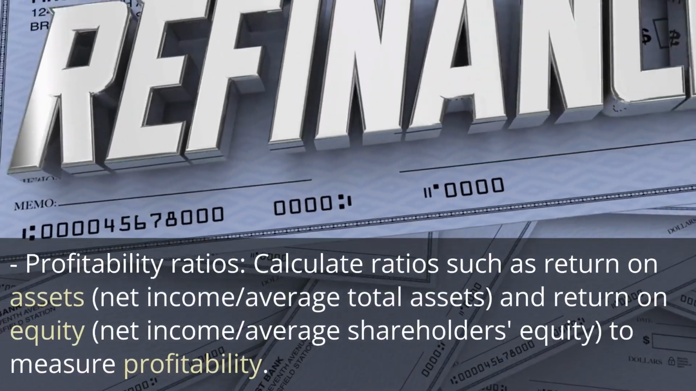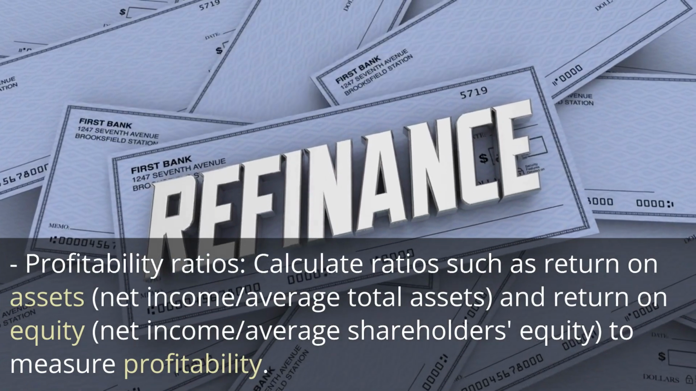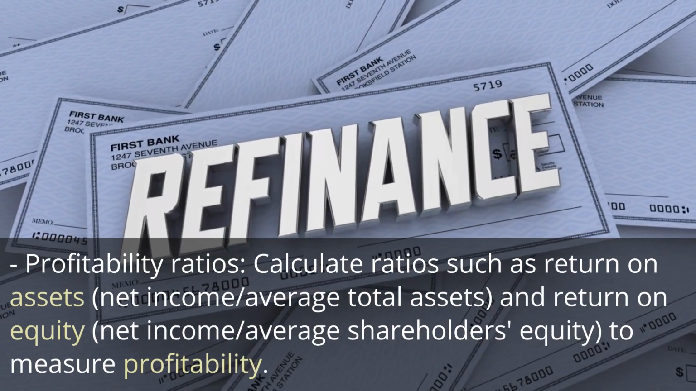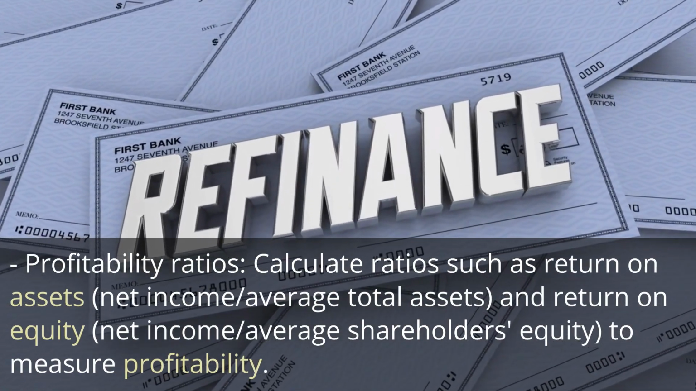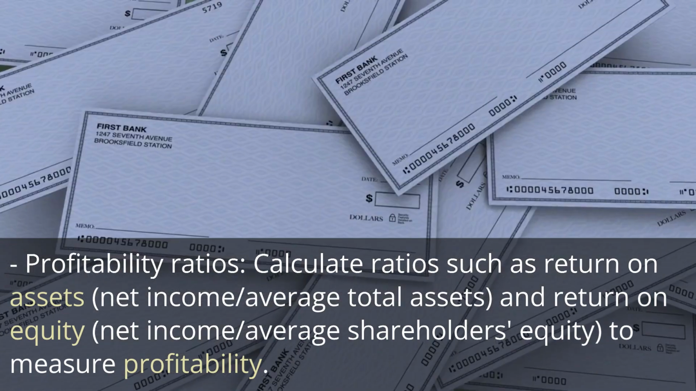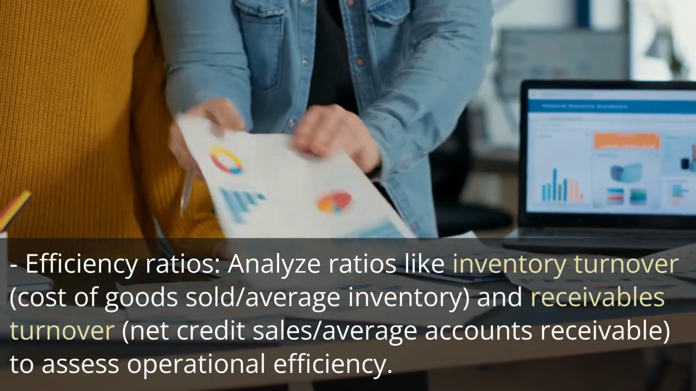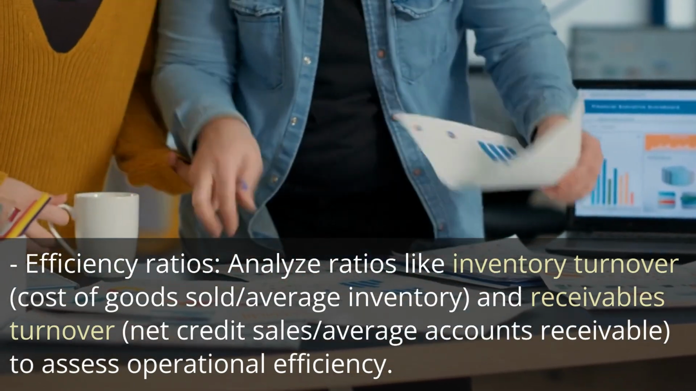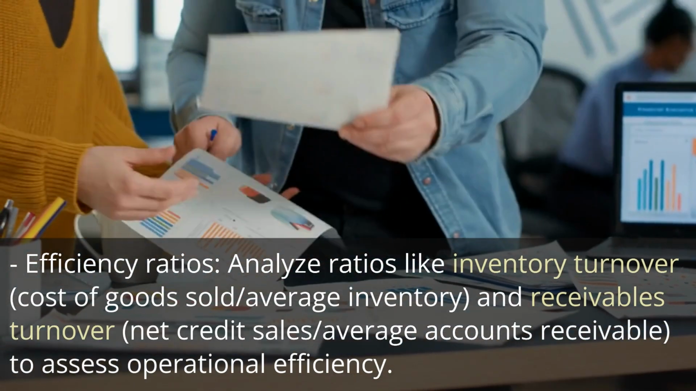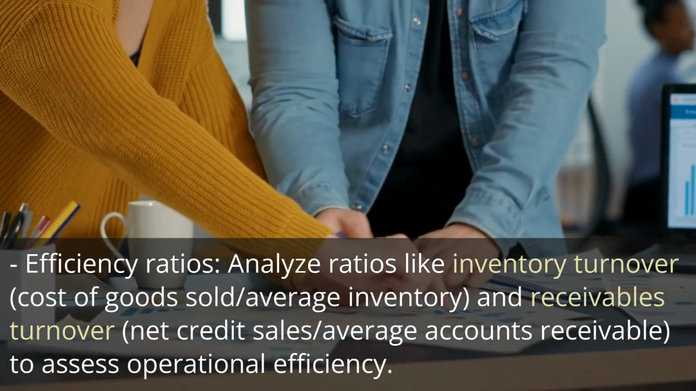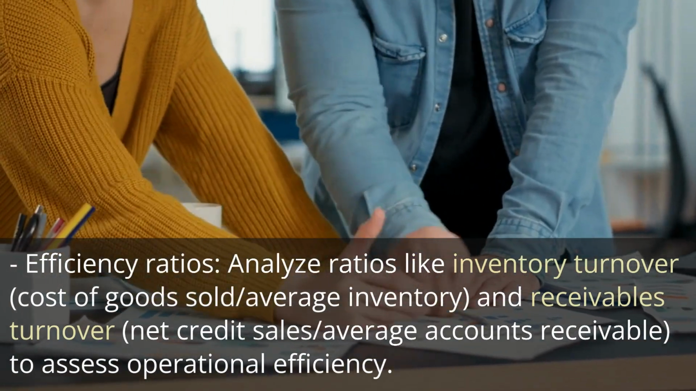Profitability ratios, calculate ratios such as return on assets, net income over average total assets, and return on equity, net income over average shareholders' equity, to measure profitability. Efficiency ratios, analyze ratios like inventory turnover, cost of goods sold over average inventory, and receivables turnover, net credit sales over average accounts receivable, to assess operational efficiency.